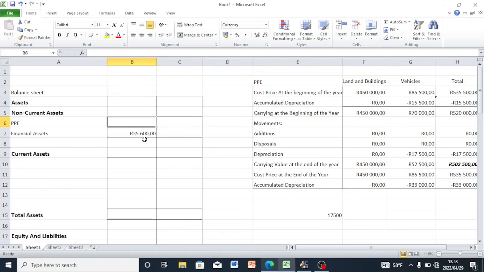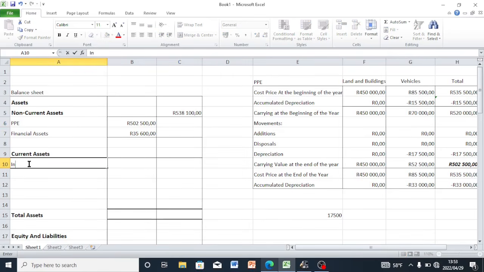And then on this column, I'm just going to say 502,500. So adding these together, we have to get our non-current assets. We are going to say 502,500 plus our 35,600, which gives us 538,100. Moving along, we are going to go to our current assets.